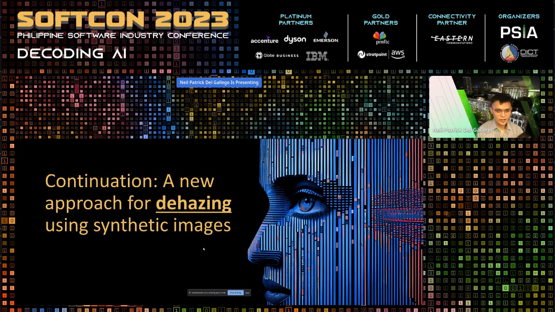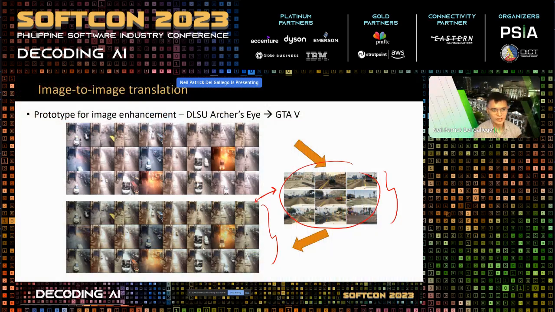Okay. So now let's go back to dehazing. So anong image to image translation task 'yan? So I give a hazy image from a synthetic version. Ang output nun is dehaze or a clear image. Okay? So image to image.